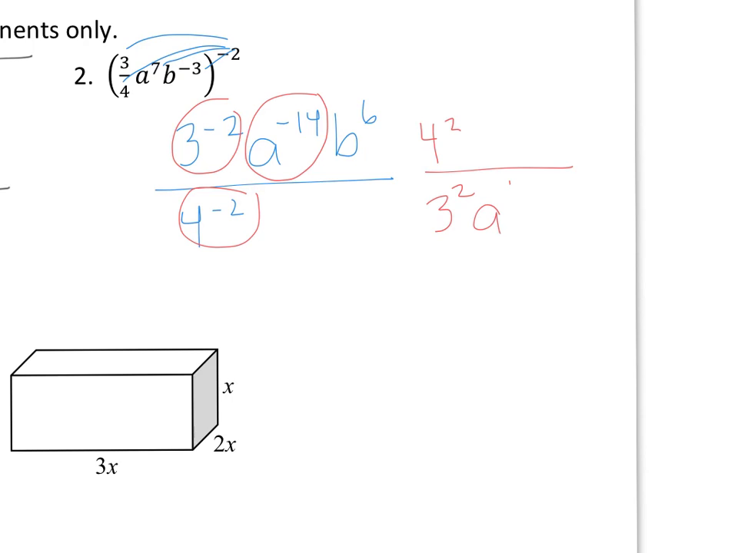A to the 14th also goes to the denominator. B to the 6th can stay on top because that's positive and I don't have to move it. Now I just simplify, so 4 squared is 16, b to the 6th, all over 3 squared is 9, a to the 14th. So 16 b to the 6th, all over 9 a to the 14th, is my final answer.